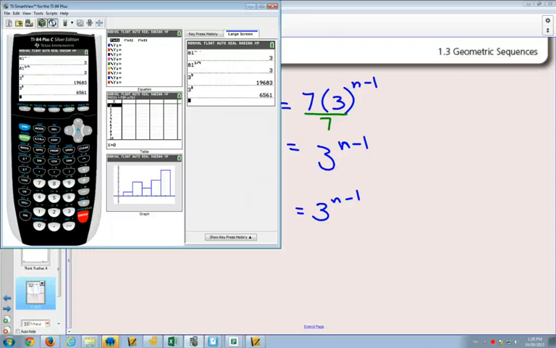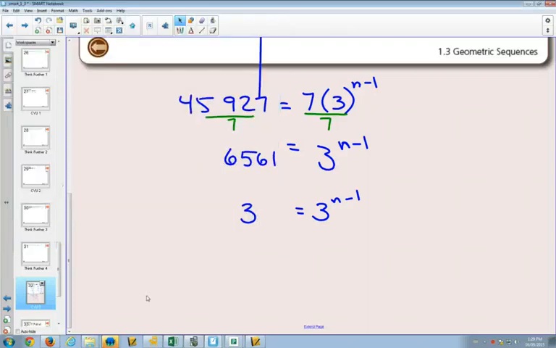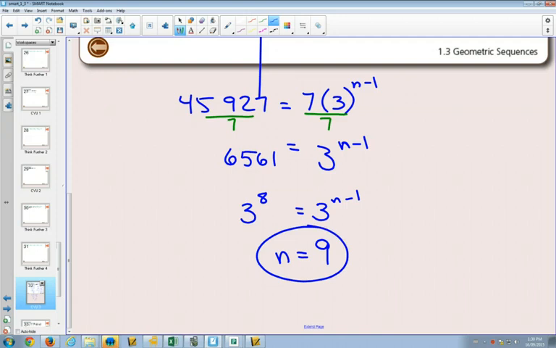So we go back here, and we say 6,561 is the same as 3 to the power 8. And just by observation, now you're going to tell me what n is. n has to be 9, because something minus 1 has to equal 8. n would have to be 9. So when you asked how many terms are there, there are 9 terms.